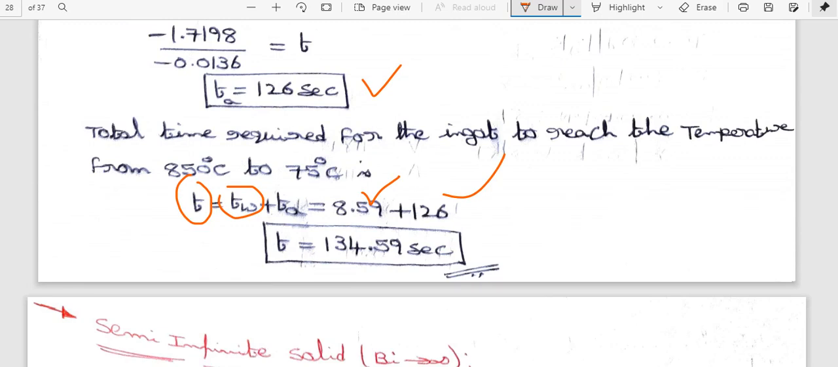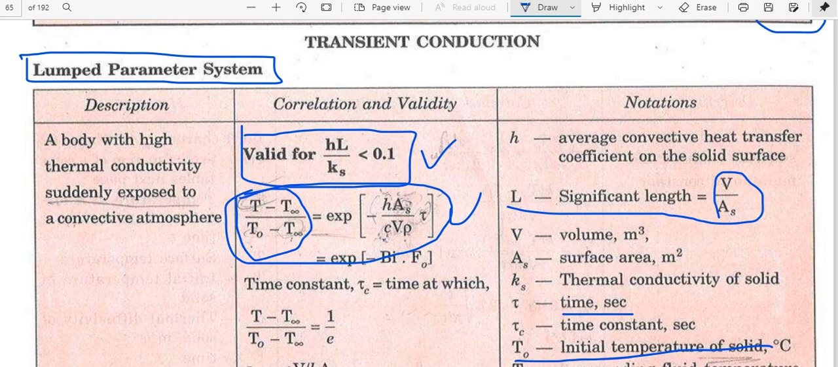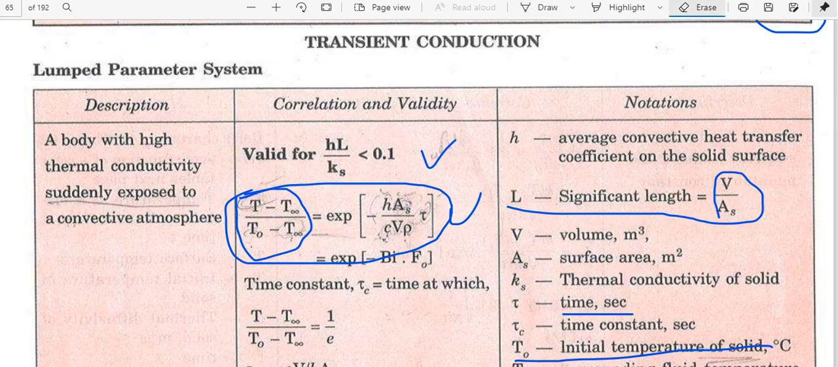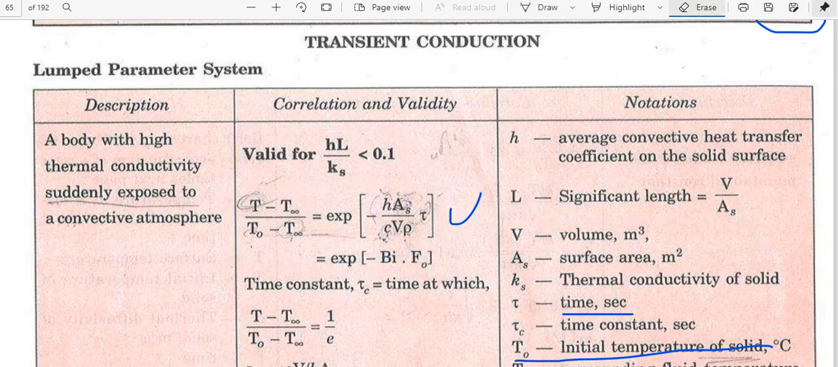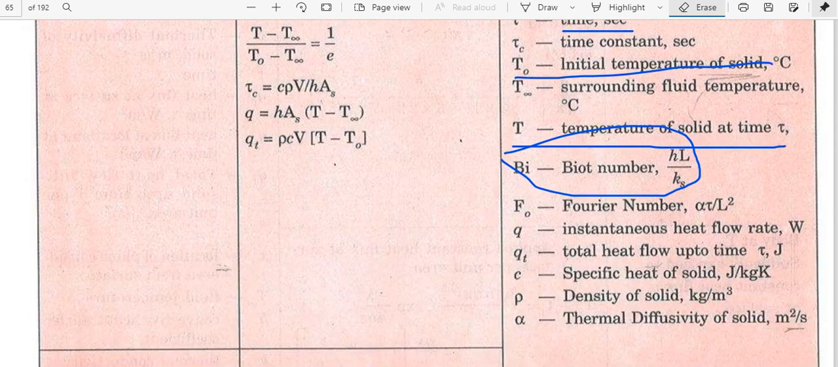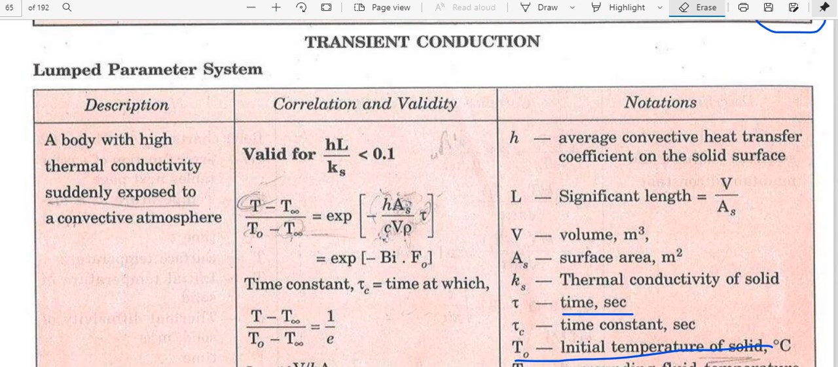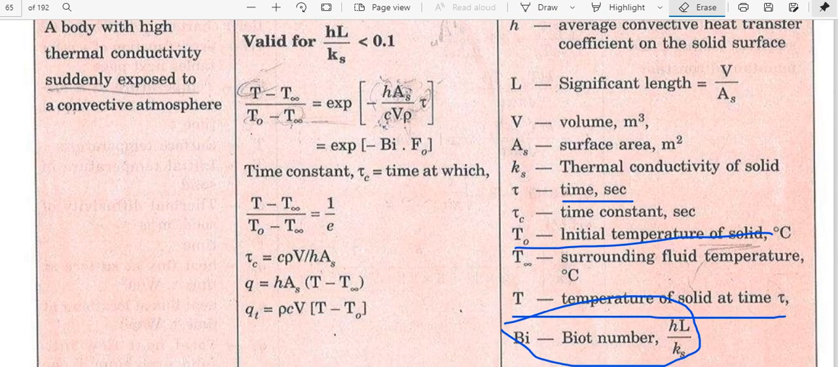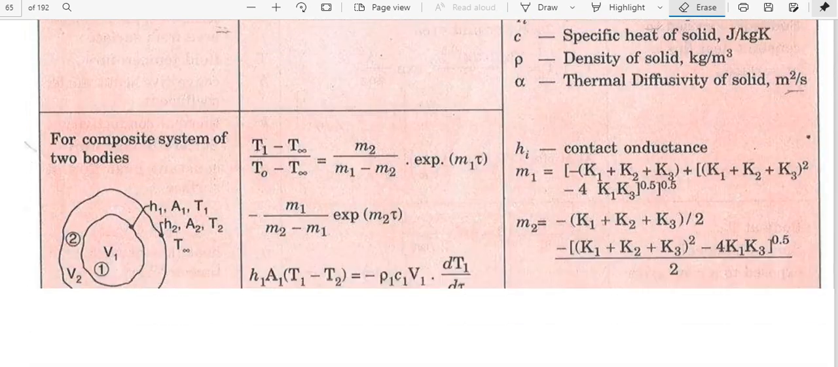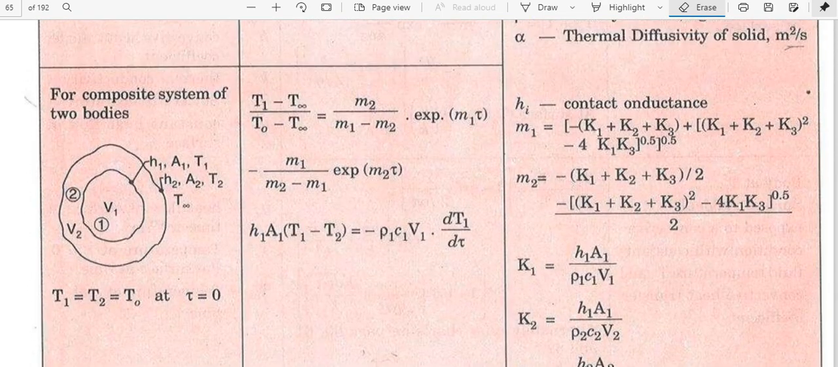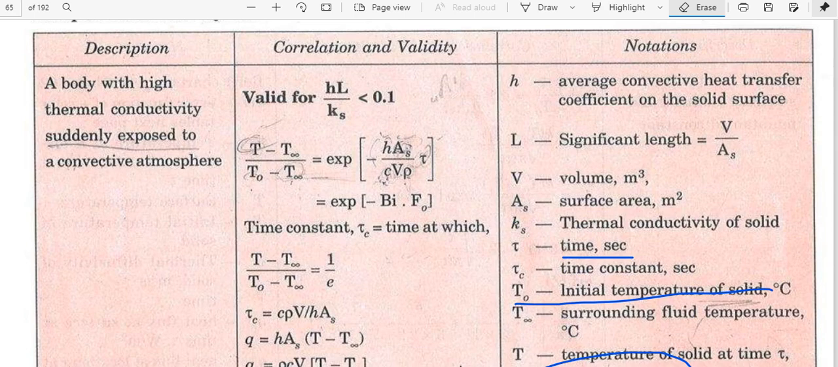This is the lumped parameter system equation from the data book page number 57. So here most of the problems are calculated like this. So here the t value is the unknown term, or otherwise the h value is the unknown term. So in this data book page number we have to calculate like this. So this is for a body with high thermal conductivity suddenly exposed to a convective atmosphere. Every time we use it with hLc by k value less than 1, we can use this formula only.